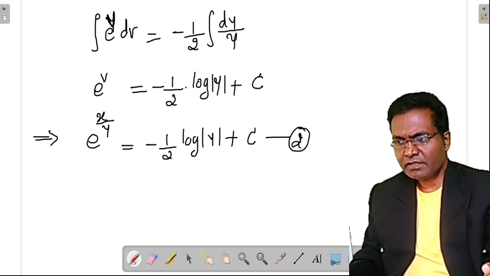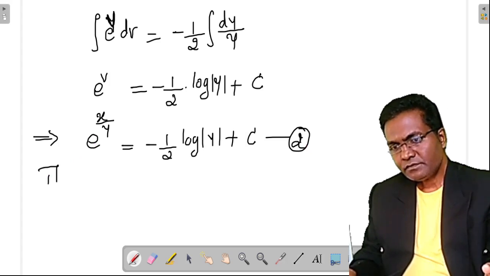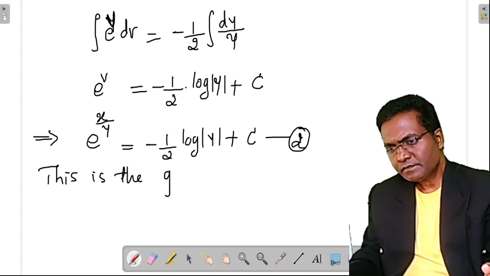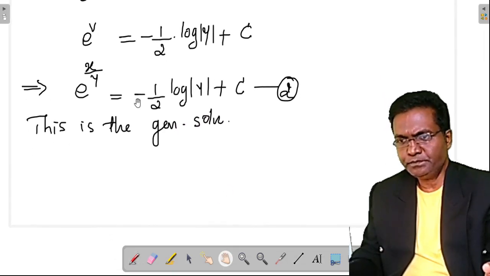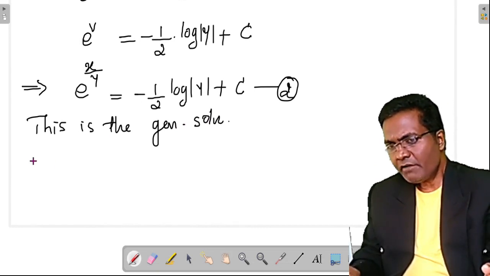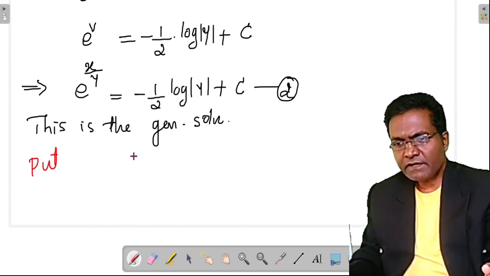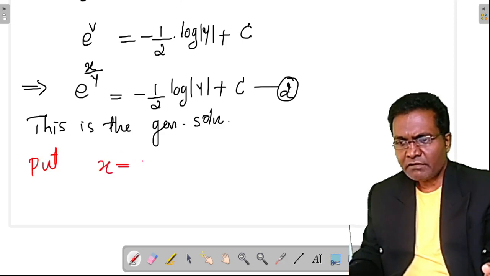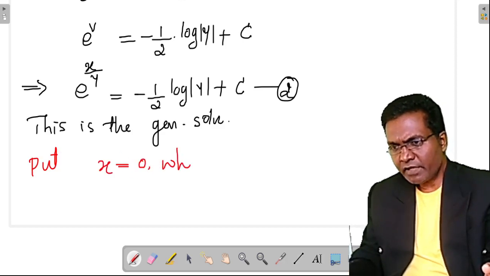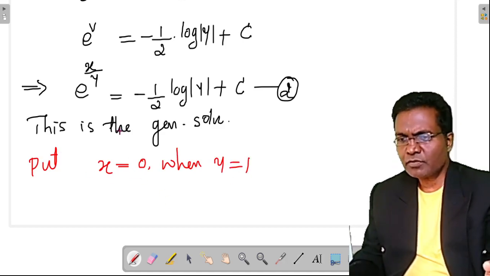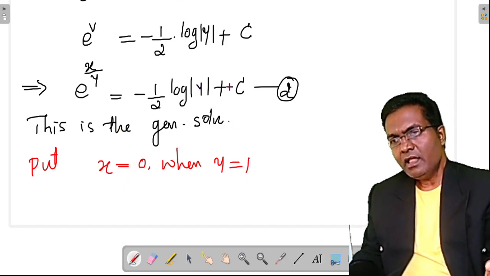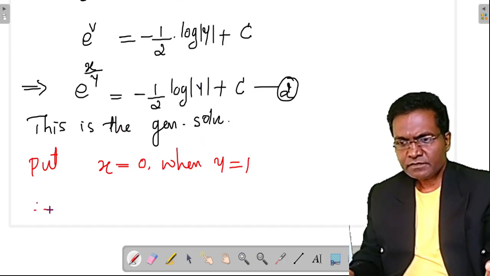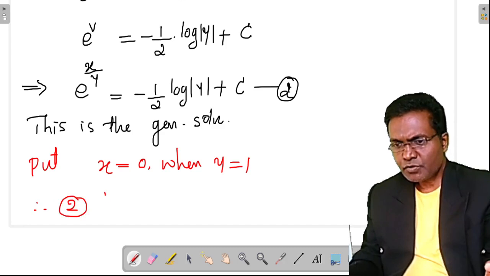I can call it as number 2. So this is the general solution. Now you have to put the given initial conditions. You are given x is equal to 0 when y is 1. So put x equal to 0 and y equal to 1 in this and find the value of c.